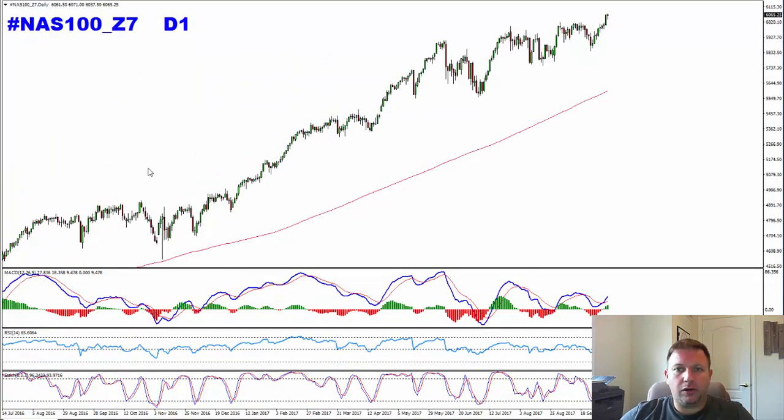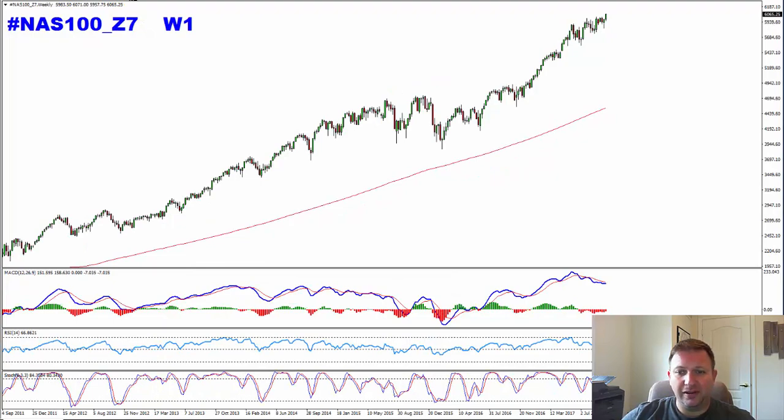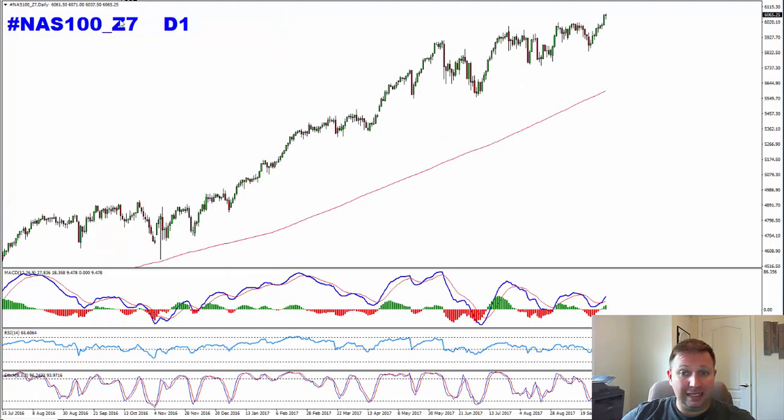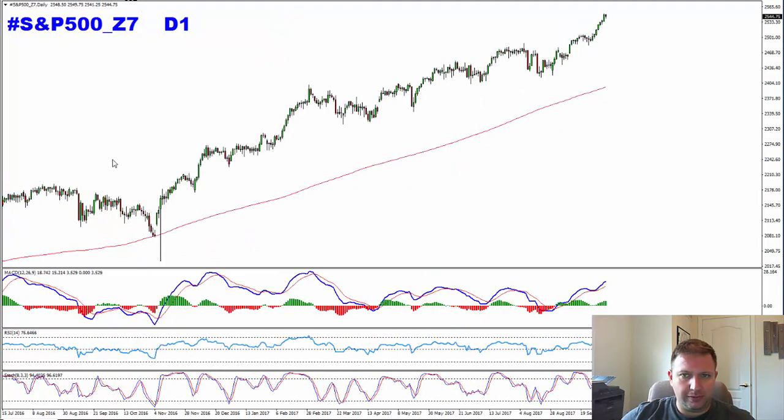Indices so far rallying. There is no evidence for sells yet. There is no evidence for buys for me either, because we have divergences everywhere, and I don't love to go against divergences. So for me, indices are currently non-tradable.